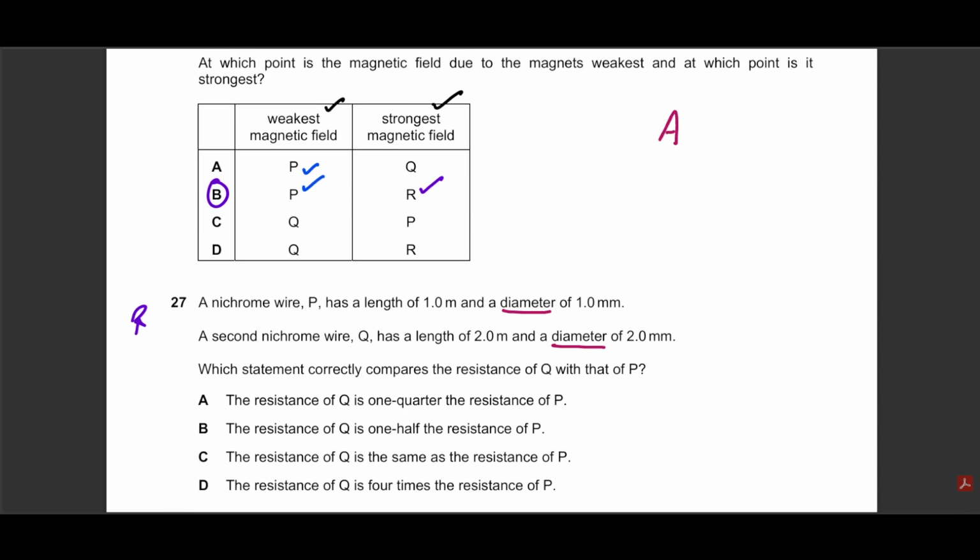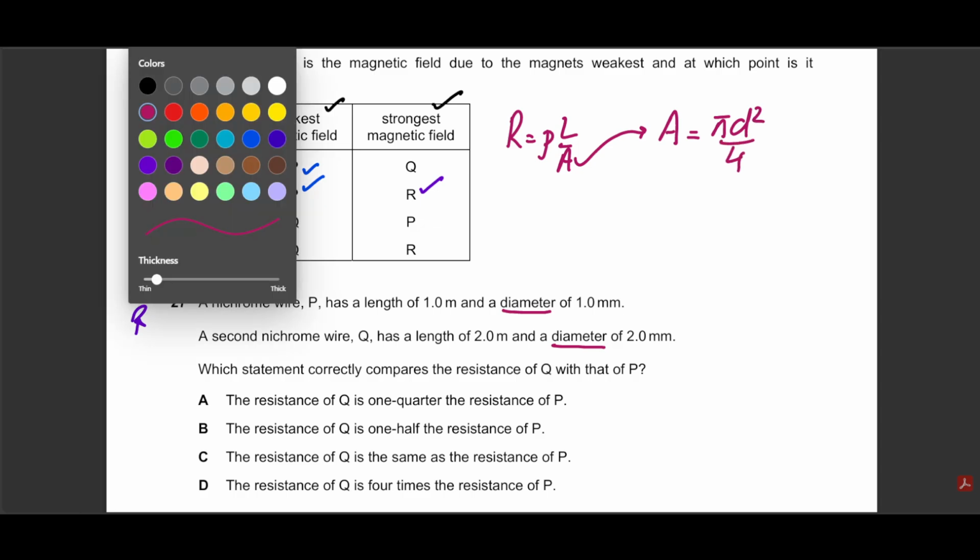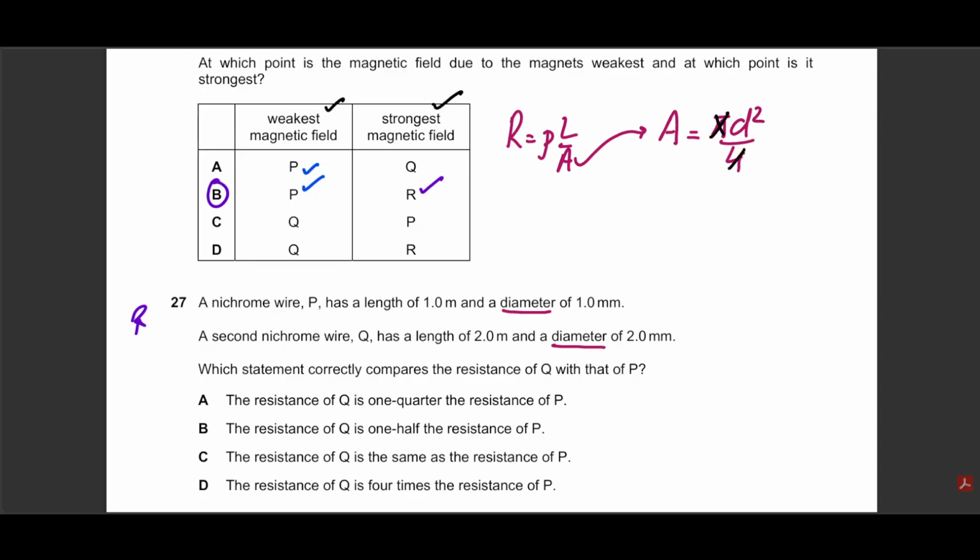So cross-sectional area, which is, of course, resistance equals rho L over A. Now, this is the formula. This is part of this formula, so I'm going to talk about that. So this becomes pi d squared divided by 4. Let's ignore pi and 4 for now, because they are constants. They are not going to be involved in any mathematical calculation involving ratio and proportions.